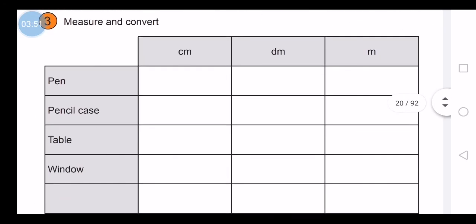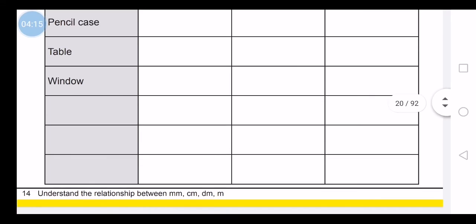Now, in the last one, it says measure and convert. So with your ruler, you're going to measure your pencil case, the table you're working at, a window. So you probably only have a small ruler at home. Maybe you have a measuring tape at home. That would be really handy, and you could get your mum or dad to help you. You can see underneath then that there are 3 blank spaces, so you can choose 3 objects. Maybe you'll choose a book, maybe you'll choose the TV.